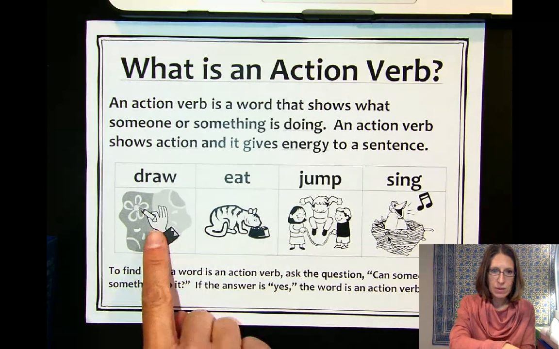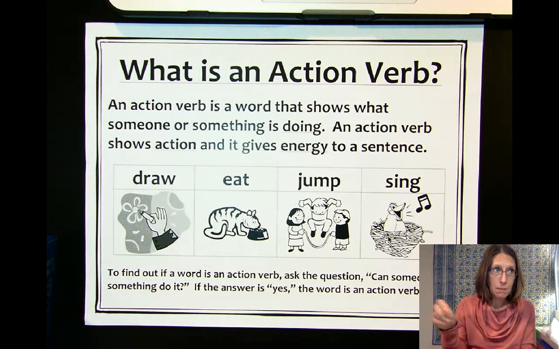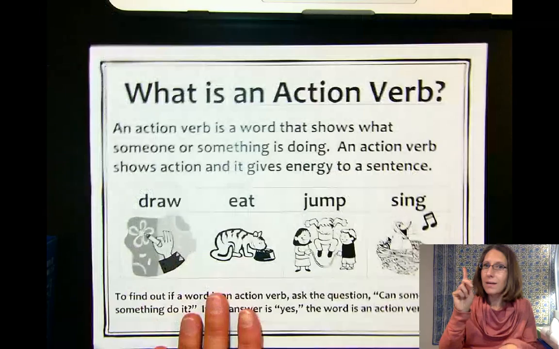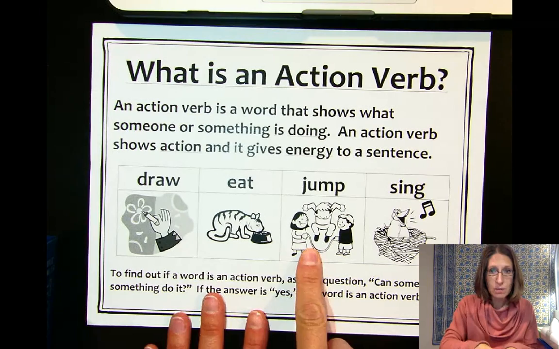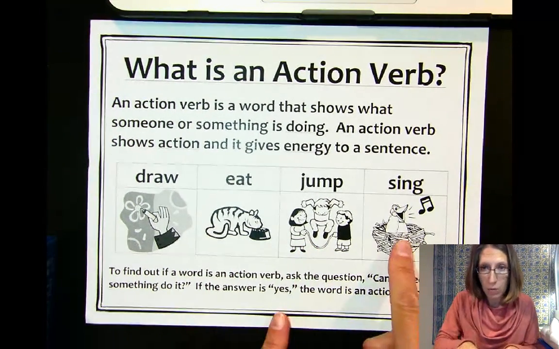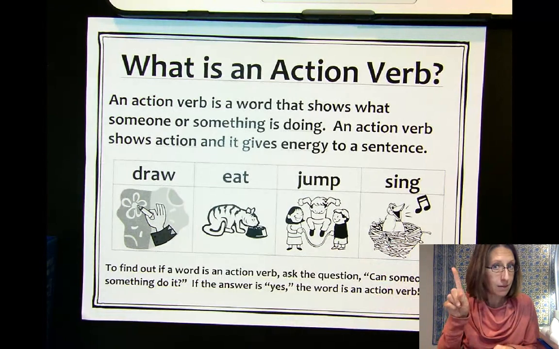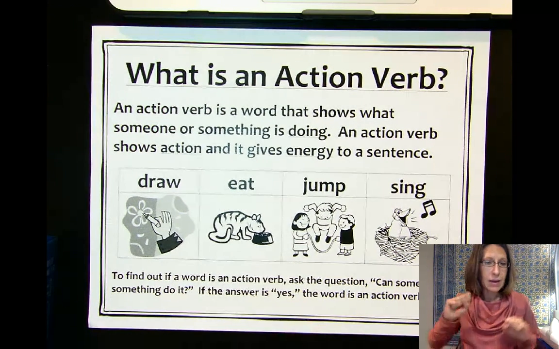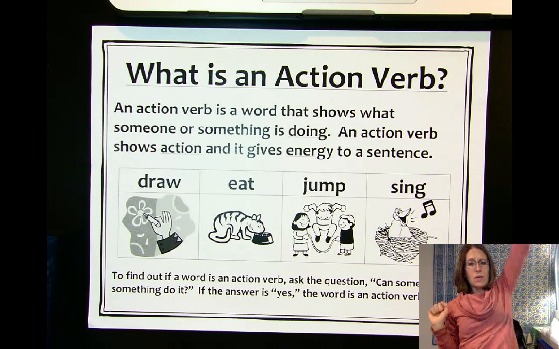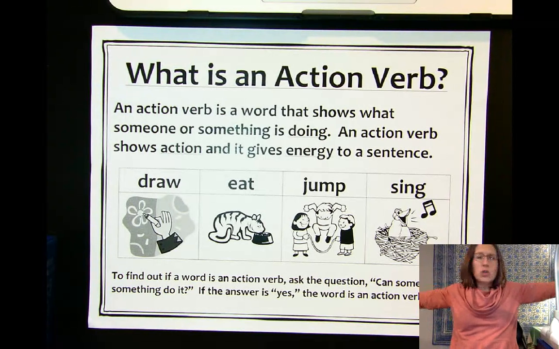Can someone or something draw? Yep, action verb. Can someone or something eat? Yep, action verb. Can someone or something jump? Yep, action verb. Can someone or something sing? You bet, it's an action verb. Can someone or something stretch? Yes, if you're doing this in the morning, you might want to give yourself a nice stretch. The word stretch is an action verb. It shows action. Someone or something is doing something.